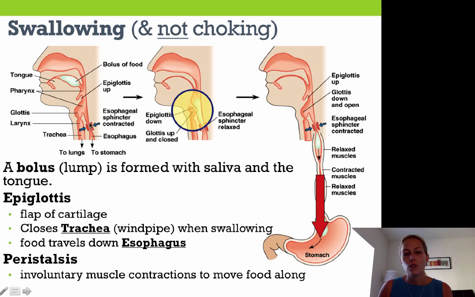How does that bolus of food get down to the stomach? It gets down to the stomach by these involuntary muscle contractions called peristalsis. So peristalsis starts to occur in the esophagus as a way to move that bolus of food from your mouth on to your stomach.